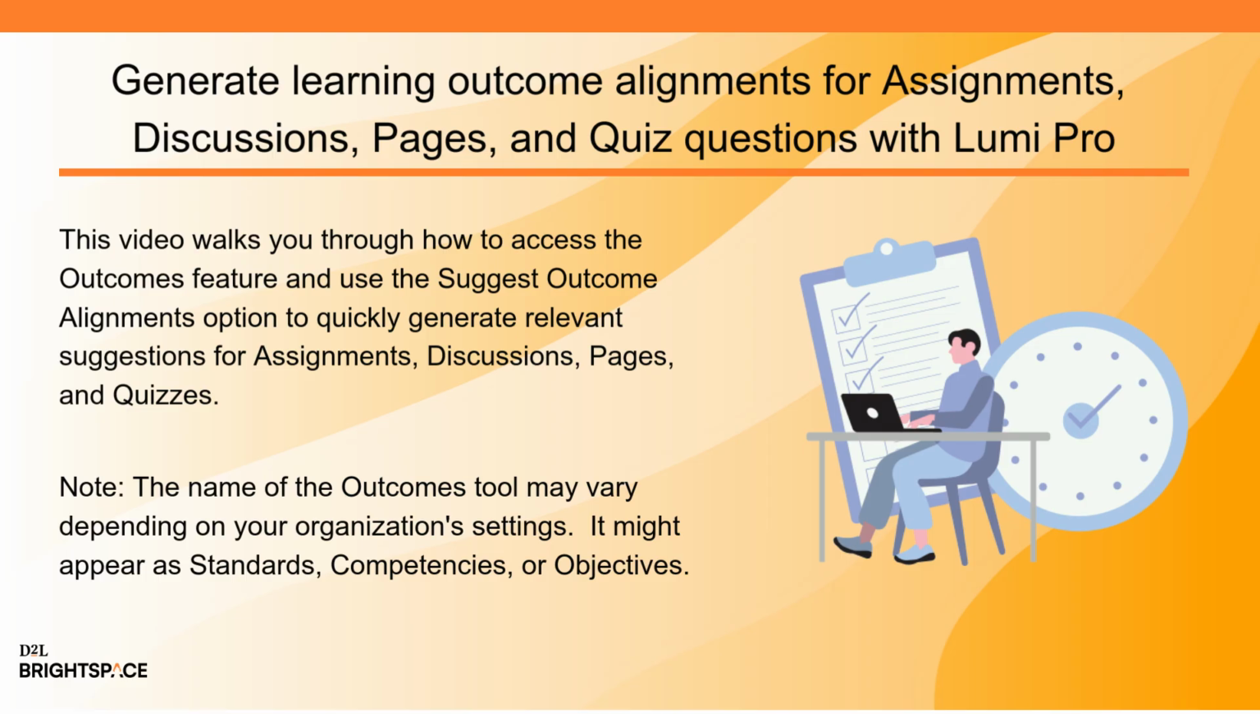This video walks you through how to access the Outcomes feature and use the Suggest Outcome Alignments option to quickly generate relevant suggestions for assignments, discussions, pages, and quizzes. Note, the name of the Outcomes tool may vary depending on your organization's settings. It might appear as standards, competencies, or objectives.